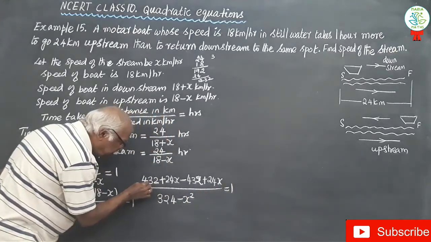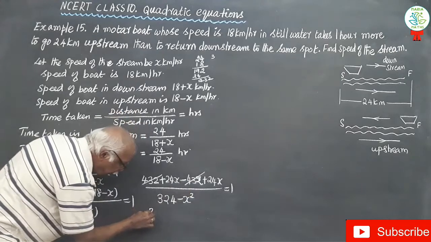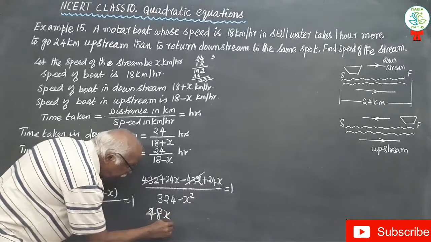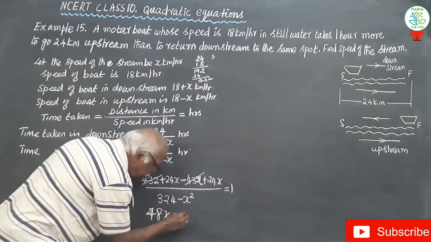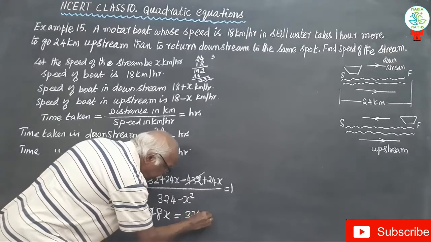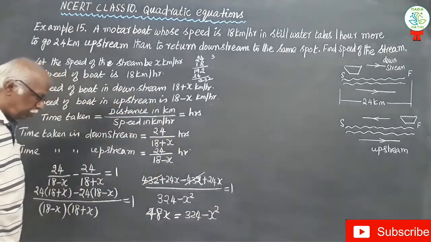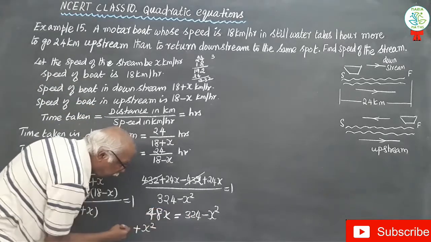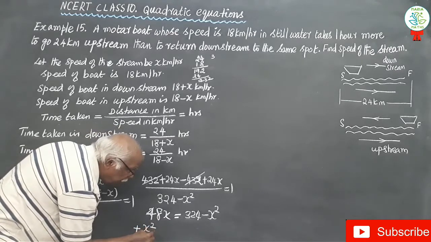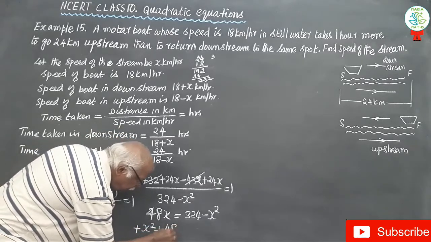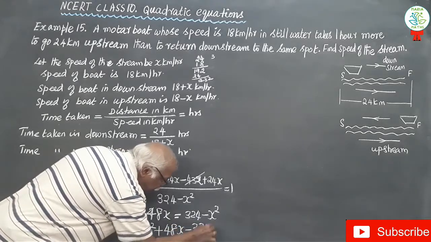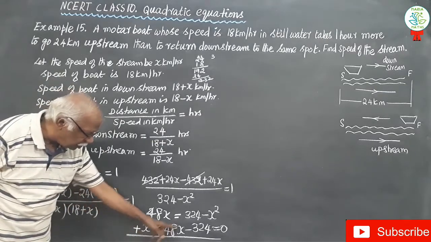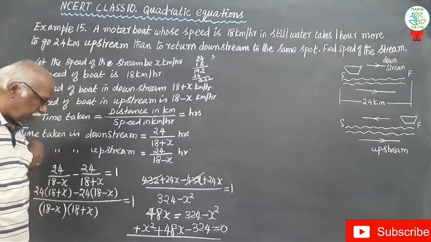So now we can cancel plus 432 minus 432. Now 24 plus 24, 48x equal to, we can cross multiply, 324 minus x square. So minus x square, transposing this term, plus x square plus 48x minus 324 equal to 0. This is a quadratic equation. x square plus 48x minus 324 equal to 0 is a quadratic equation.